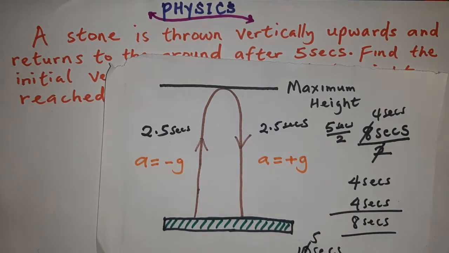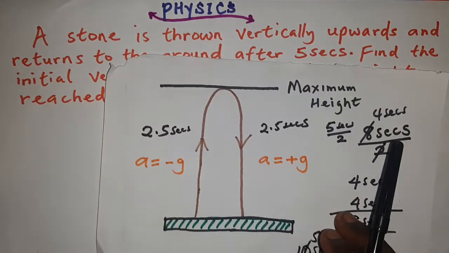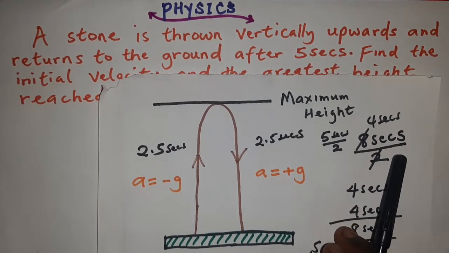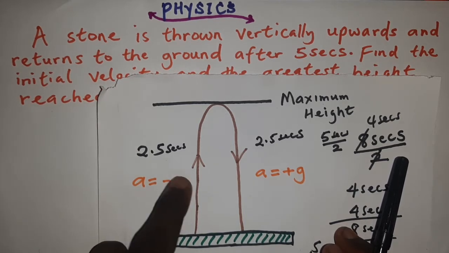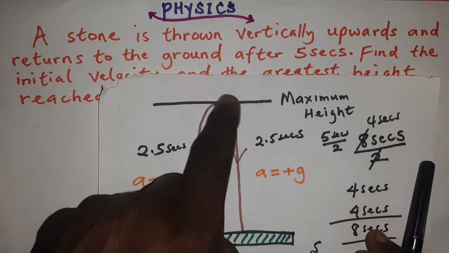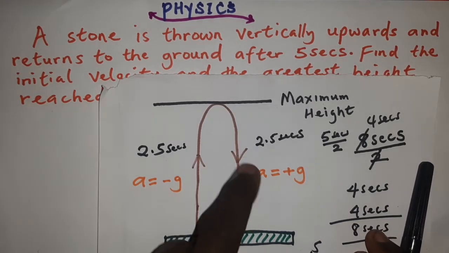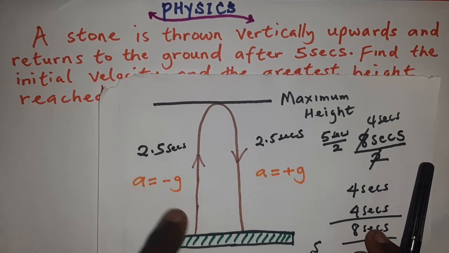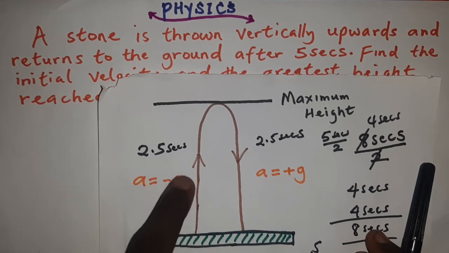So now, of course we know that if the object is going up, the velocity is reducing with time. That means the object will be experiencing retardation and your acceleration due to gravity will attract a negative sign, minus g. And when it's coming down, the velocity is increasing with time. That means your g will attract a plus sign. Remember, negative acceleration is actually retardation.